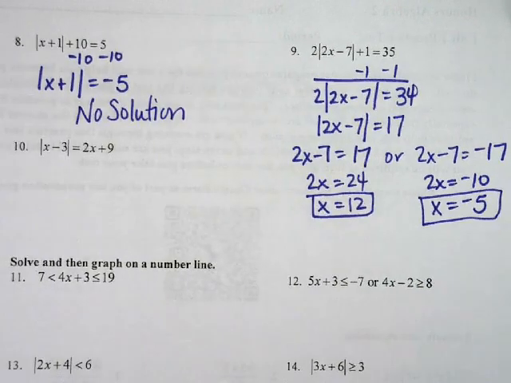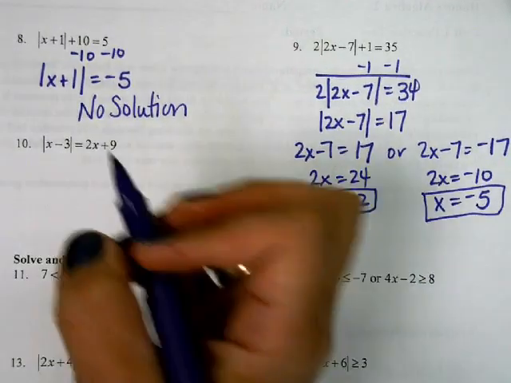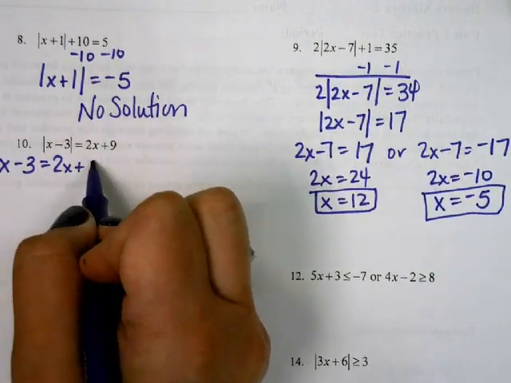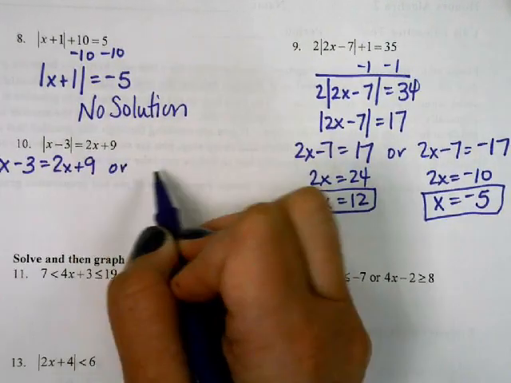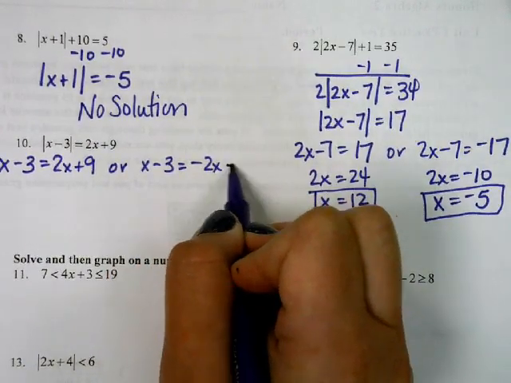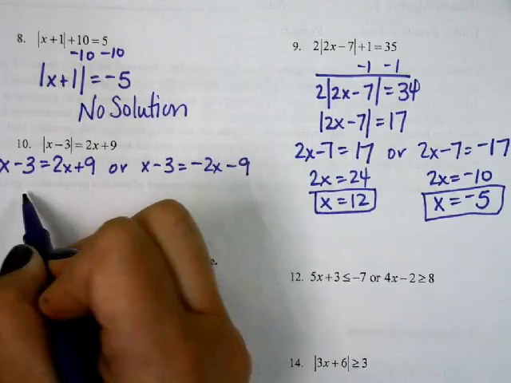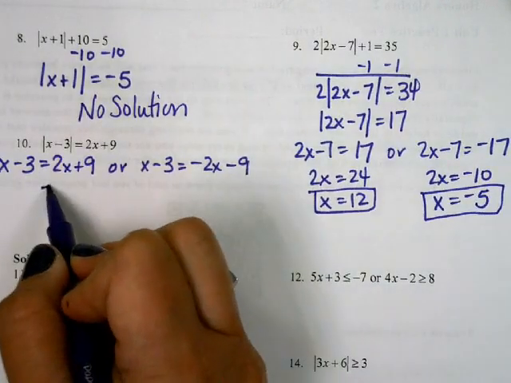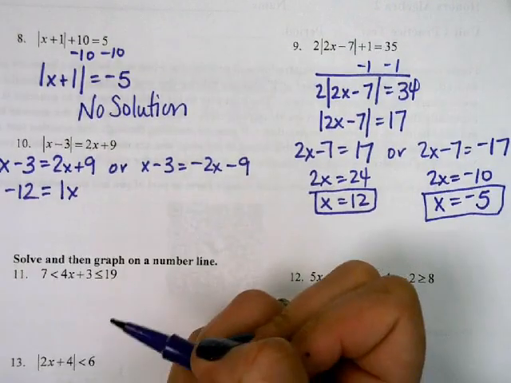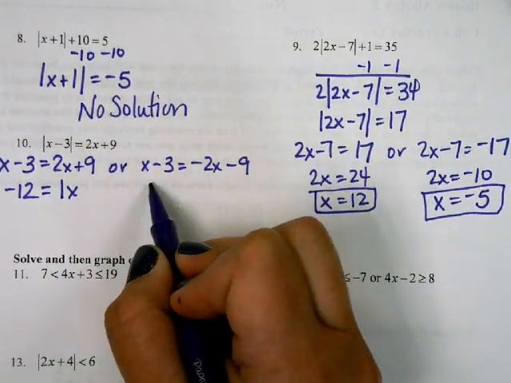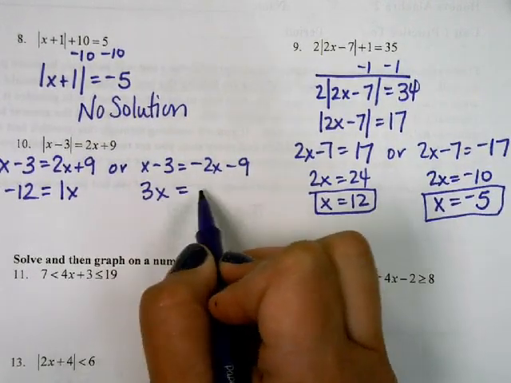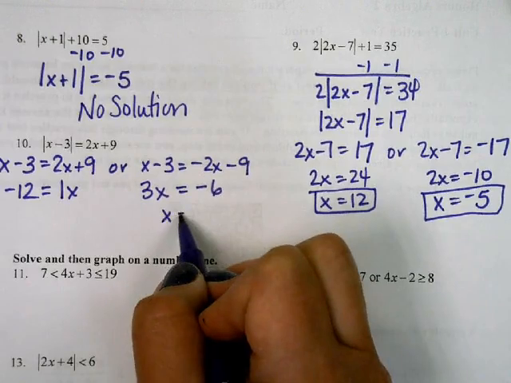Alright, number 10. The absolute value is all by itself, so I can go ahead and separate. x minus 3 is equal to 2x plus 9, or x minus 3 is equal to a negative 2x minus 9. Solve for x, I'm going to subtract an x, so I get 1x, subtract 9, and I get negative 12. Add 2x, so I get 3x. Add 3, so I get negative 6. So x equals negative 2.